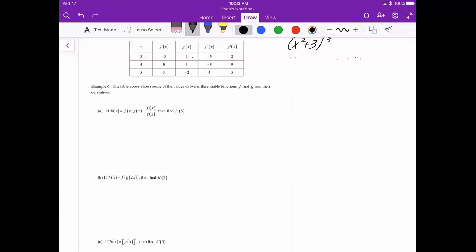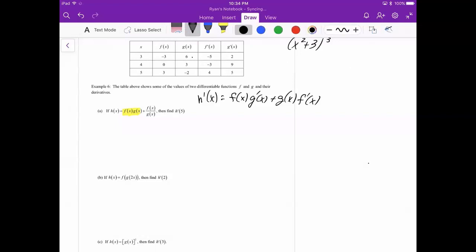So if h of x is equal to f of x times g of x plus f of x divided by g of x, then find h prime of 5. Well, in order to find h prime of 5, the first thing I need to do is find h prime of x. So if I do this term by term, the first term I'm taking the derivative of is this f of x times g of x. Well, that's a product, and so in order to take the derivative of a product, I have to use the product rule. And so the product rule says the first times the derivative of the second plus the second times the derivative of the first. And so there is my derivative of that product portion of h of x.